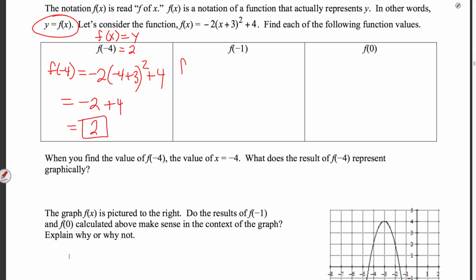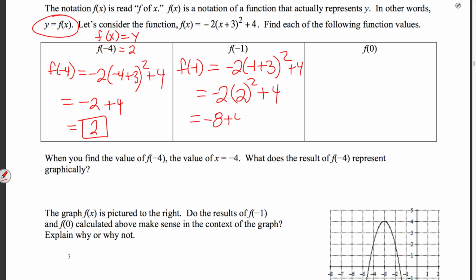All right, so plug in f of negative 1. Negative 2 times (negative 1 plus 3) squared plus 4. And I'm going to get negative 2 times 2 squared plus 4. So that's going to be negative 8 plus 4, which is just negative 4, right? So f of negative 1 is equal to negative 4, and then f of 0.